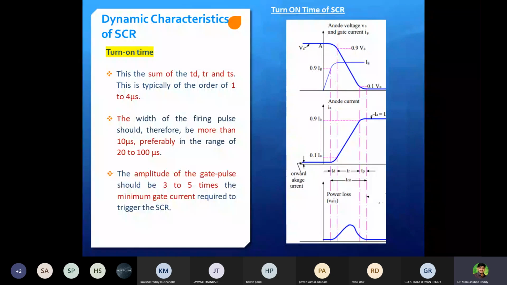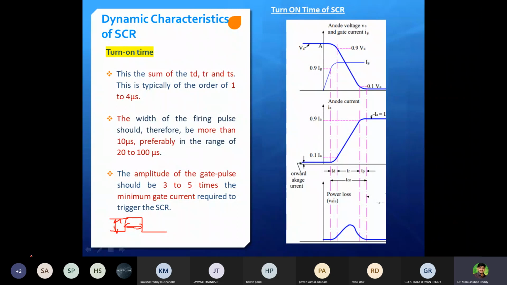So based on this logic, that is the width. Another one is the amplitude of the pulse, that should be 3 to 5 times the minimum gate current required to trigger the SCR. You can see the pulse will be like this one. So width is specified preferably 10 to 100 microseconds. Then the amplitude is 3 to 5 times the minimum gate current required to trigger the SCR.